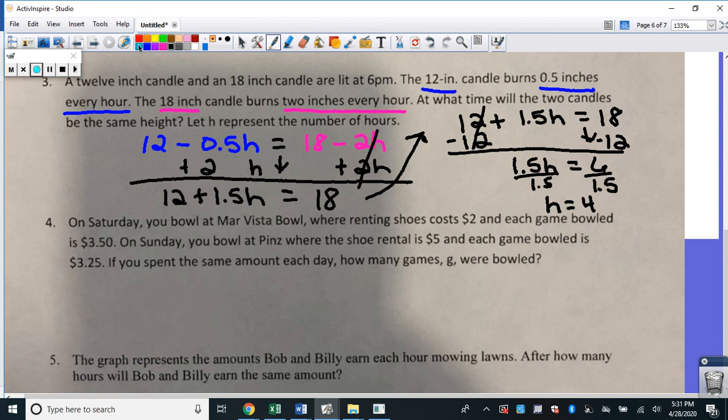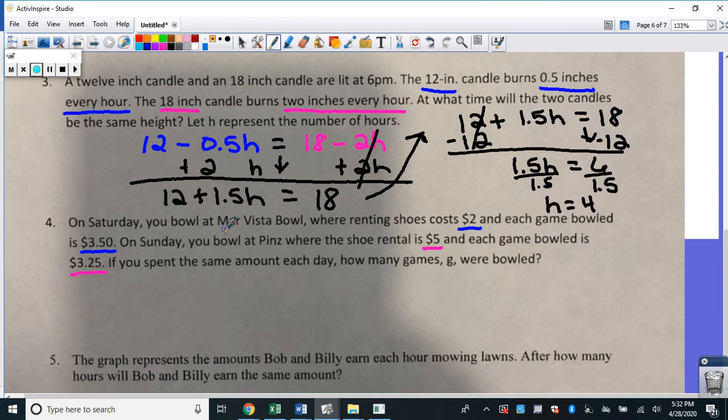All right, number 4. On Saturday, you bowl at Mar Vista Bowl, where renting shoes costs $2, and each game bowled is $3.50. On Sunday, you bowl at Pins, where the shoe rental is $5 and each game bowled is $3.25. If you spent the same amount each day, how many games G were bowled?